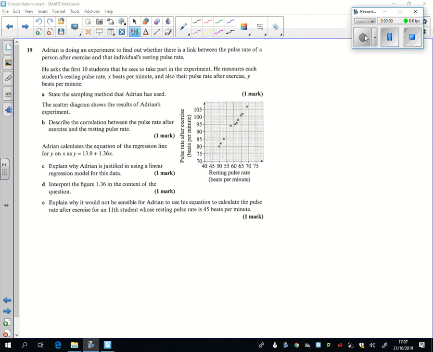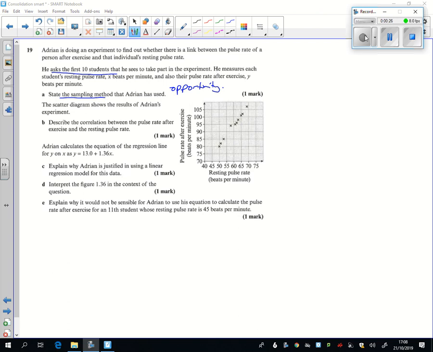Question 19 is lots of writing here. Read through it all, and then it's asking you about the sampling method. So we can read the sampling here. He asks the first 10 students that he sees. So this is not laziness sampling, it's opportunity sampling. Opportunity is just seeing who happens to be in front of you.